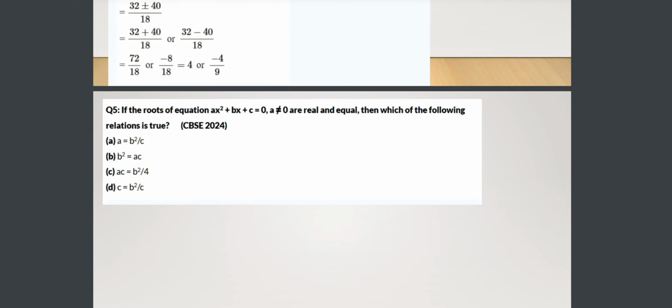Now the last question of this series. If the roots of the equation x square plus bx plus c are real and equal, then which of the following is true? So D equals to under root b square minus 4ac. For real and equal roots, D equals to 0. So put the value, find the solution, and write this solution in the comment box.